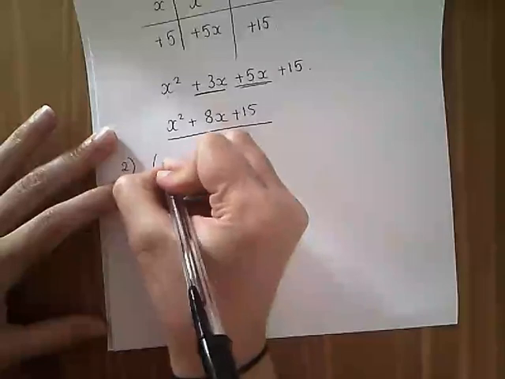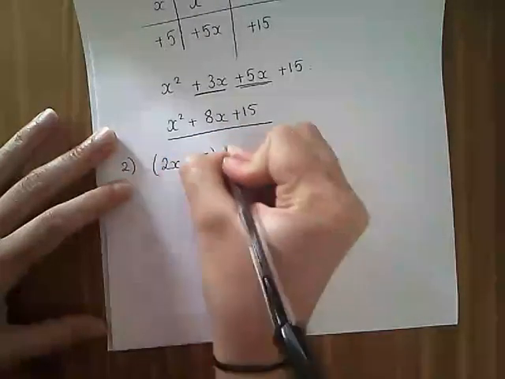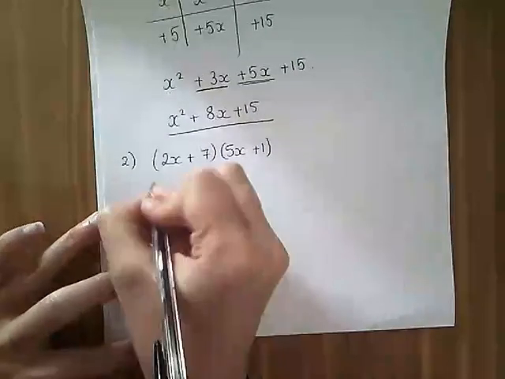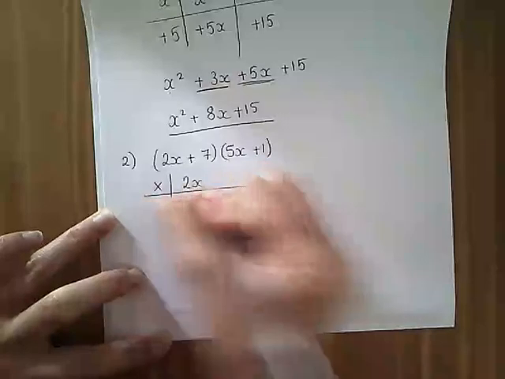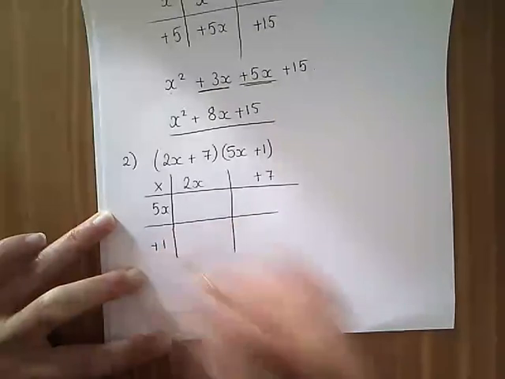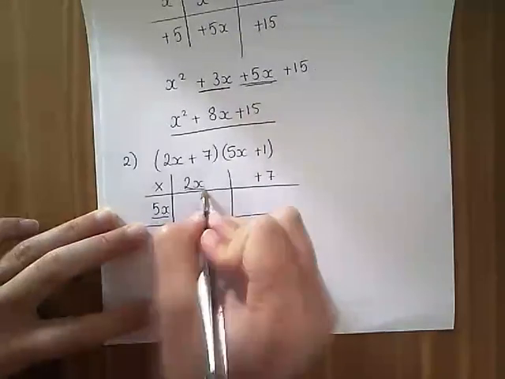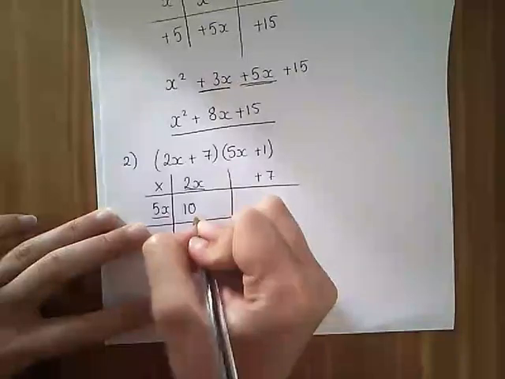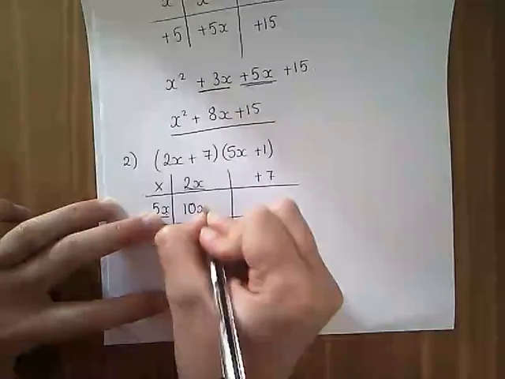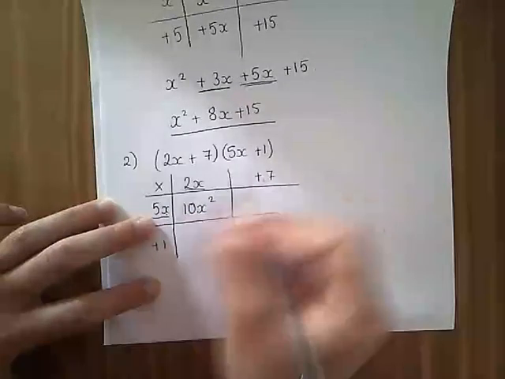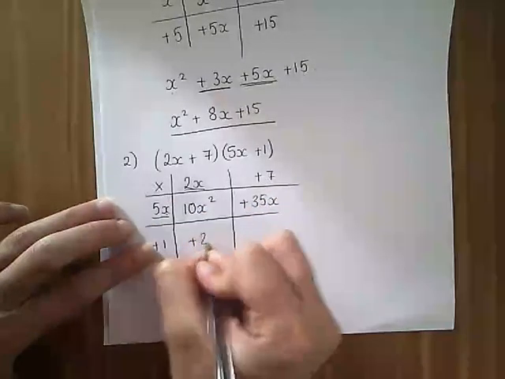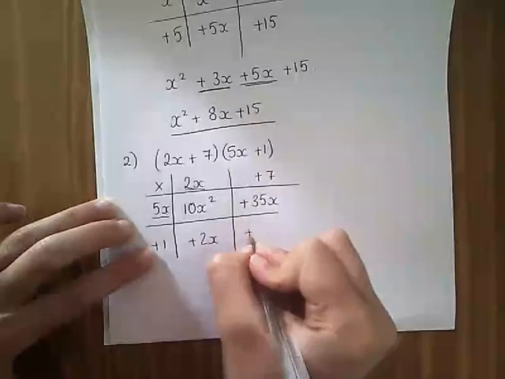What happens if we have to expand and simplify 2x plus 7 and 5x plus 1? Okay, so same thing. We're going to do our grid. So we've got 2x, we've got 7, 5x, and 1. And we are multiplying them together. So 5x times 2x, 5 times 2 is 10, x times x is x squared. 5x times 7 is 35x. 1 times 2x is 2x, and 1 times 7 is 7.